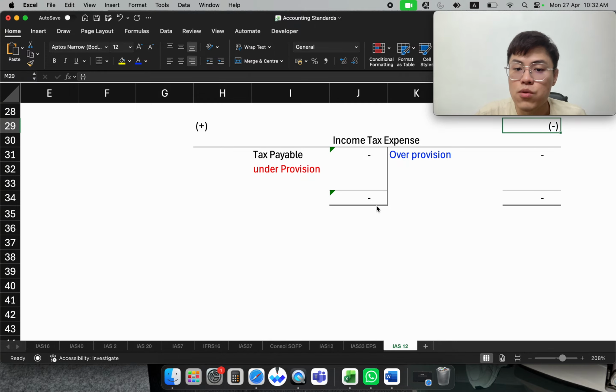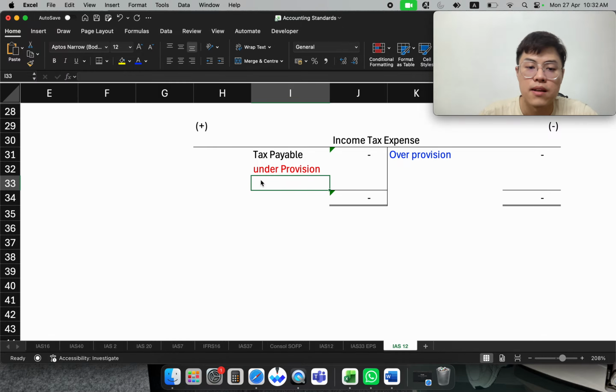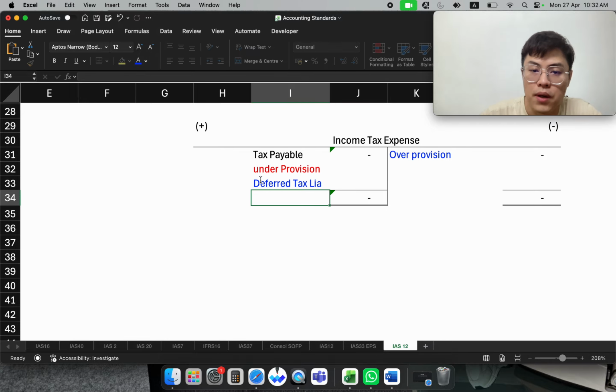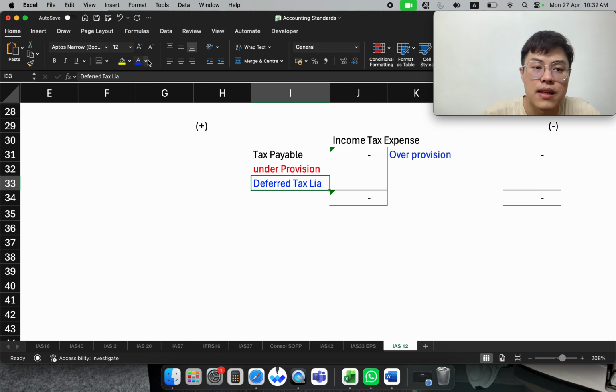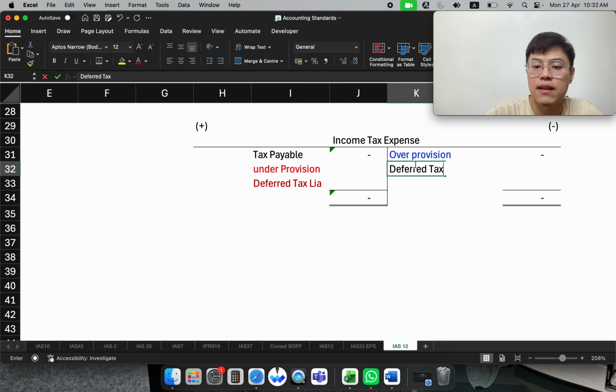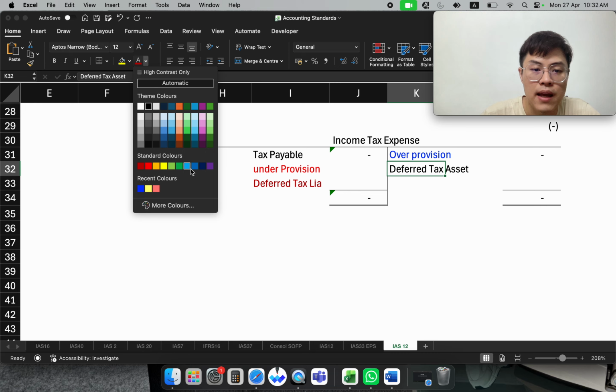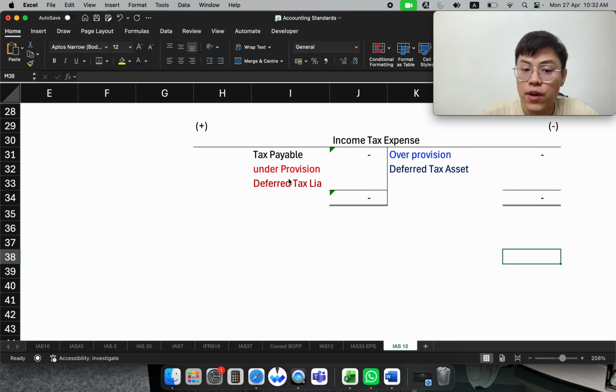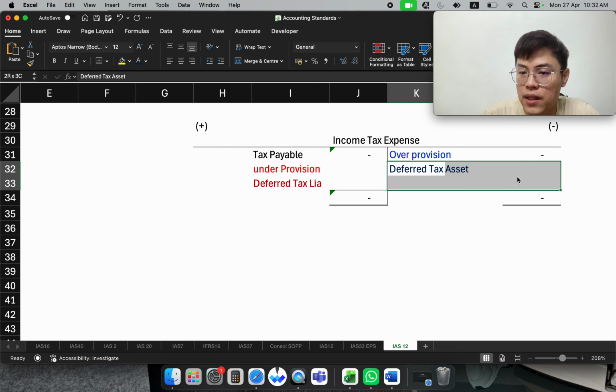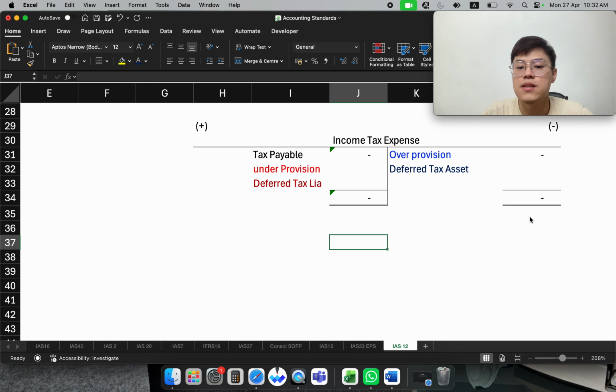And further to this, there is a second part of IAS 12 talking about deferred tax. If it is a deferred tax liability, it will increase your income tax expense on the debit side. If it is a deferred tax asset, it will be a reduction of income tax expense, or a reduction in deferred tax liability also in here, or an increase in deferred tax liability in here. So this is the summary.